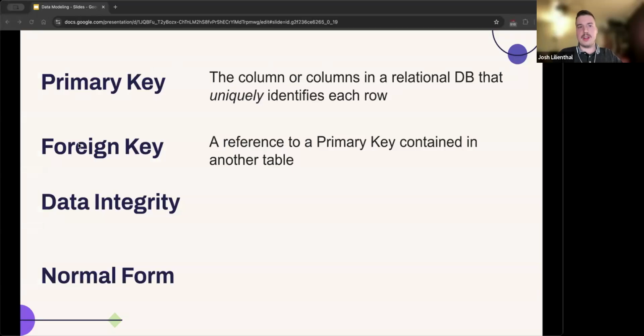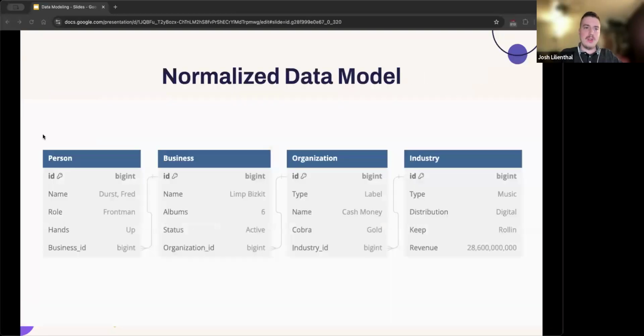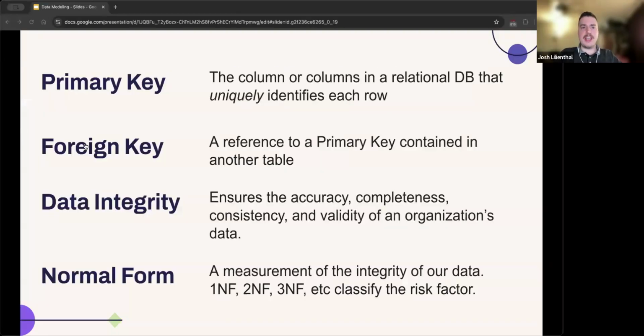There's two more terms I want to go over briefly. The first is going to be data integrity. Right, so data integrity is a concept and process that ensures accuracy, completeness, consistency, and validity of an organization's data. Normal form is the measurement of integrity of our data through the process of normalization. Normal form is characterized by its classifications known as NF. 1NF, 2NF, 3NF, and so forth allow us to assess the risk of data contamination, which is a breach of our data integrity in our database. The higher the number, the safer and more normalized our data is.